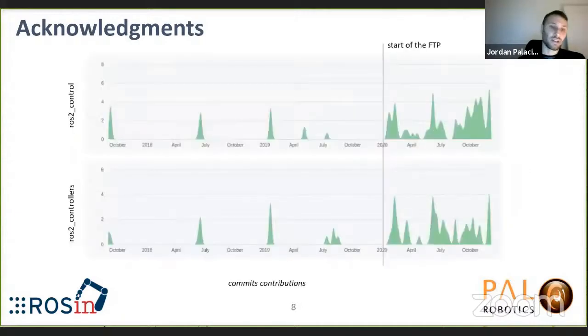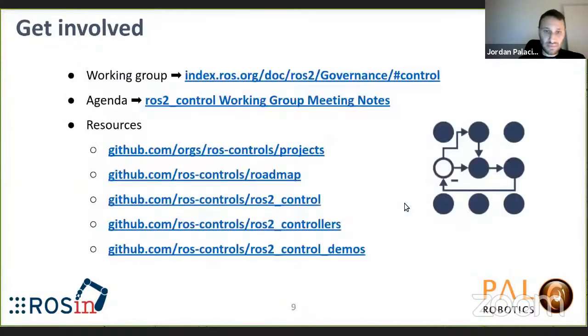And here, well, the repositories were created back in 2017, but real work on the ROS2 control project by us started in the last year. So I want to show you the huge difference in work rates. And finally, if you want to get involved, I'll leave you here some addresses for the working group in case you want to join. Or you can also check the agenda to see what we've been up to in the last couple of weeks. And some resources.